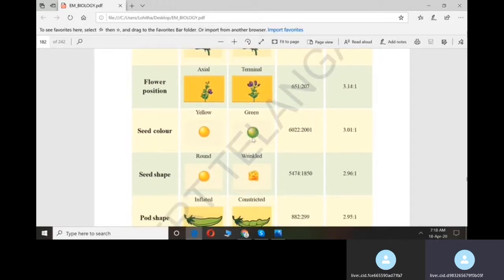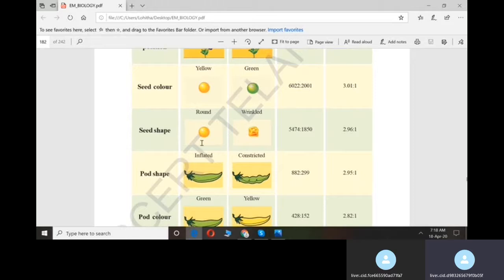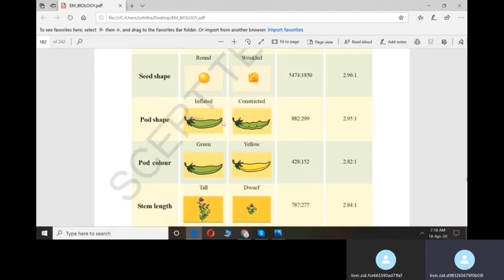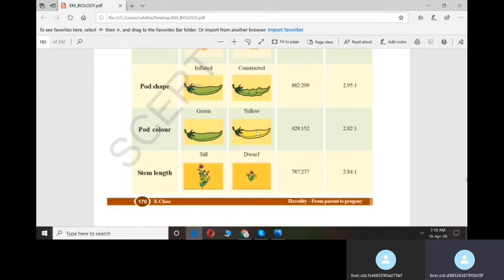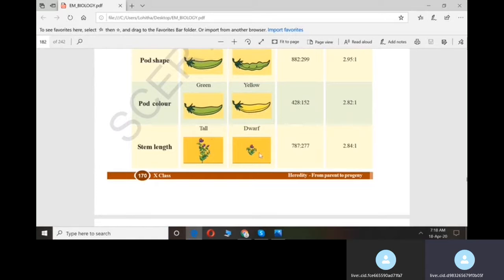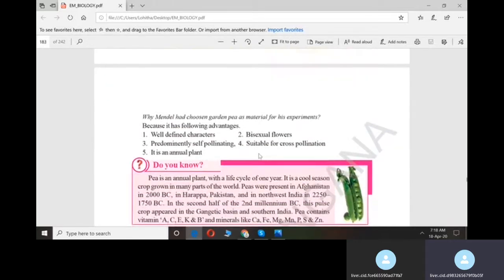He also took the seed coat color, either yellow or green, and the seed shape, round or wrinkled. He also took the pod shape, inflated or constricted, and the pod color, green or yellow. He also took stem length, tall or dwarf. These seven characters he took, and he made experiments to conclude how the characters pass from one generation to another generation.